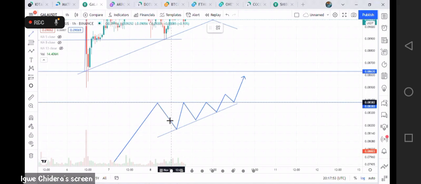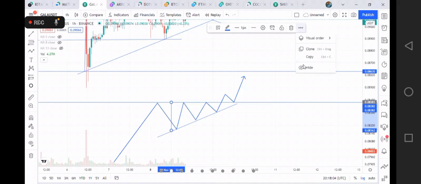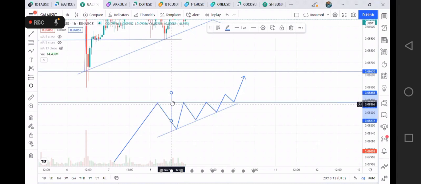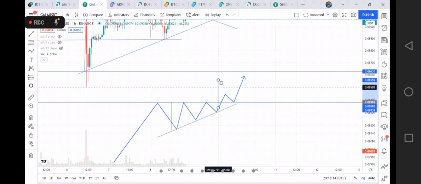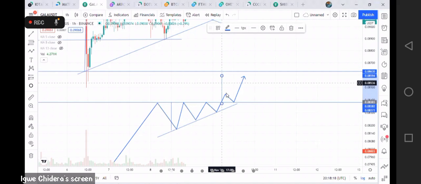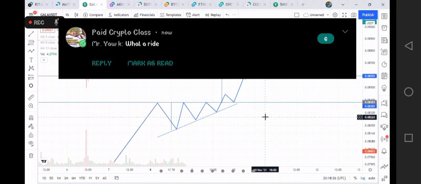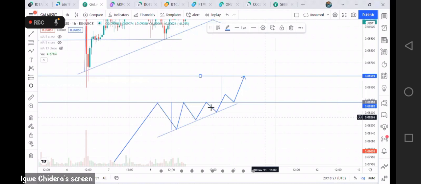You measure from here to here. Now you clone it. For me, I always use clone, but you can just move it from there. You clone it, and I will take the clone from the breaking out point to determine the TP. So it simply means my TP is here. That's how you calculate profit on an ascending triangle.